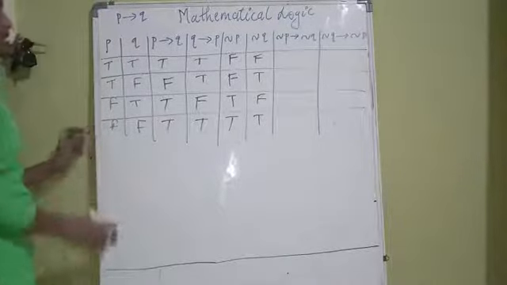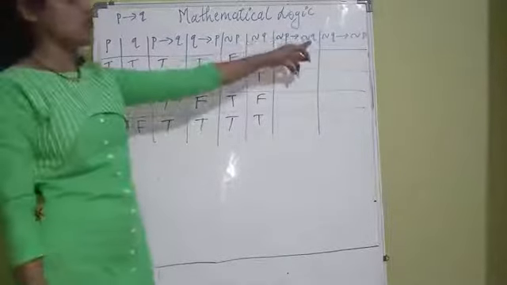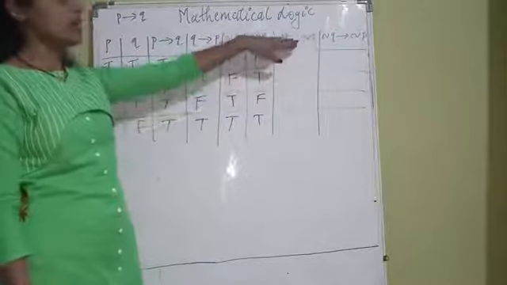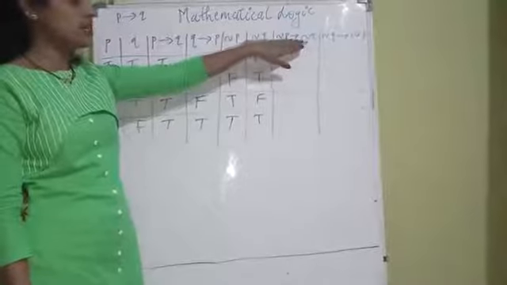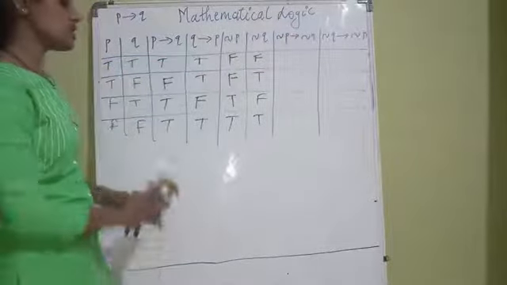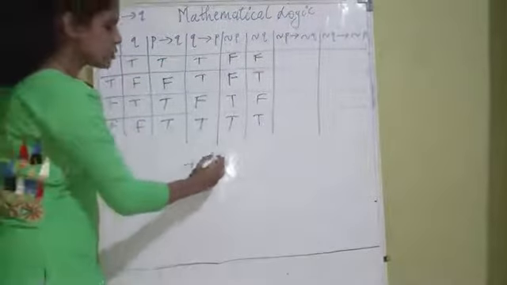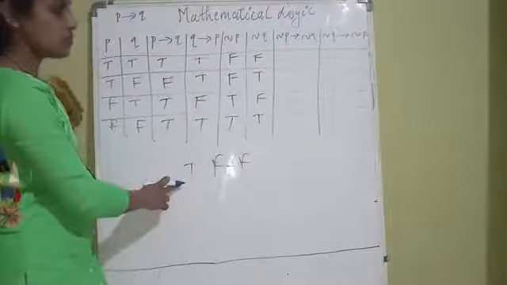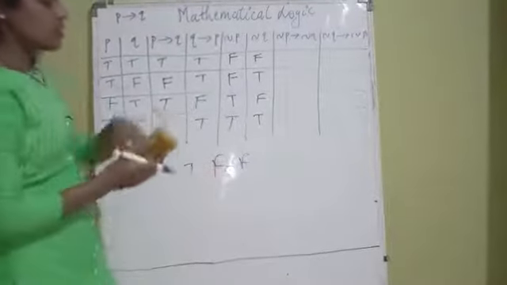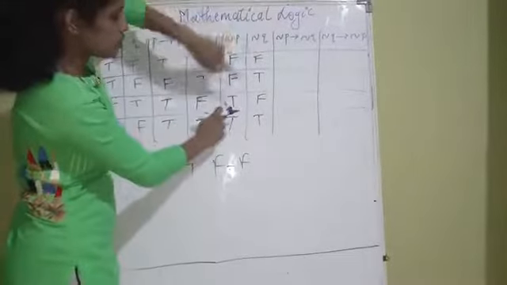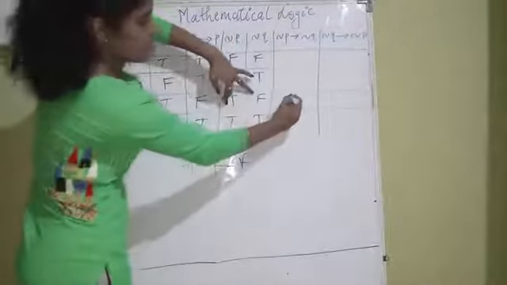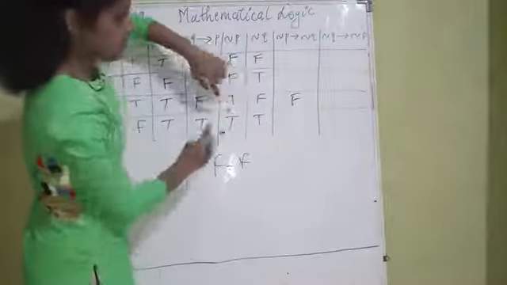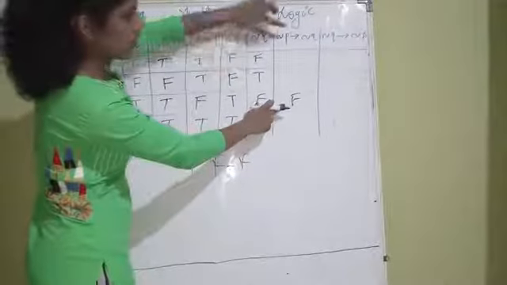Okay. Now again see the negation of P implies negation of Q. So again we have to apply the implication, the conditional statement. Conditional means true, false, false. Now negation of P implies negation of Q. So true, false, false. Where is the true here? True, false, this is false. Correct?